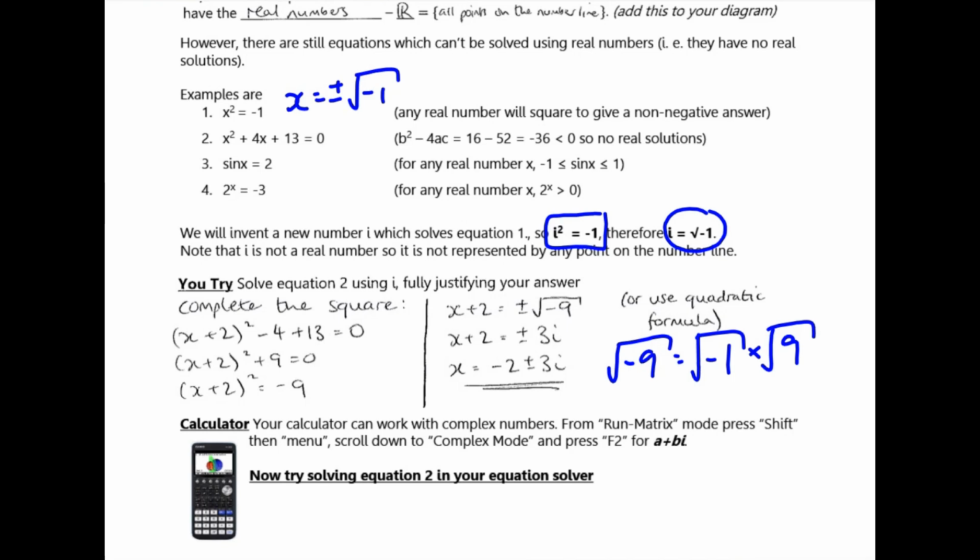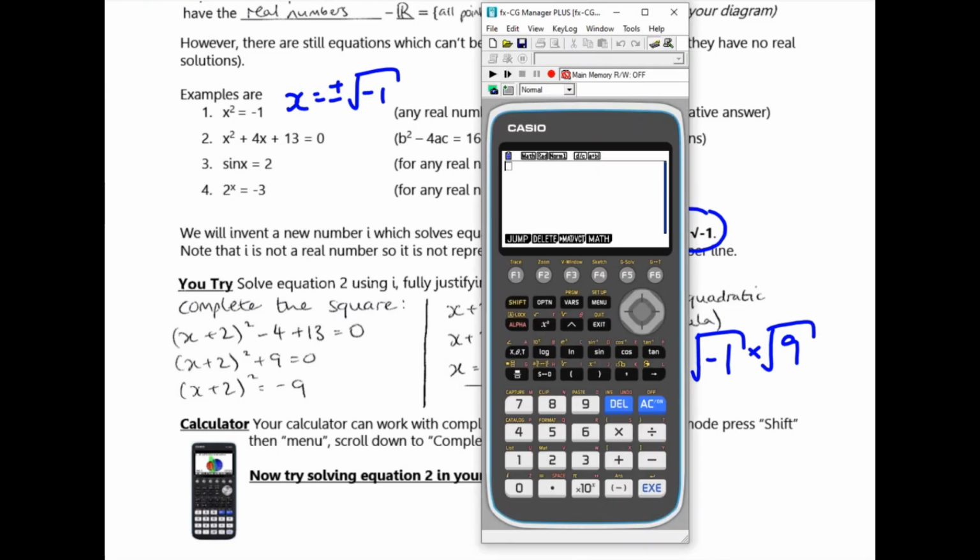Your calculator can work with complex numbers. On your normal run matrix mode, if you go on setup, so shift and then menu, you can scroll down to where it says complex mode. This will probably currently be set to real on your calculator, but if you press F2, you can change this to a plus bi. Now if you try and solve equation 2 on your calculator, x squared plus 4x plus 13, usually it would have said no real solutions, but now that we're working in complex mode, it will give you the complex solutions.